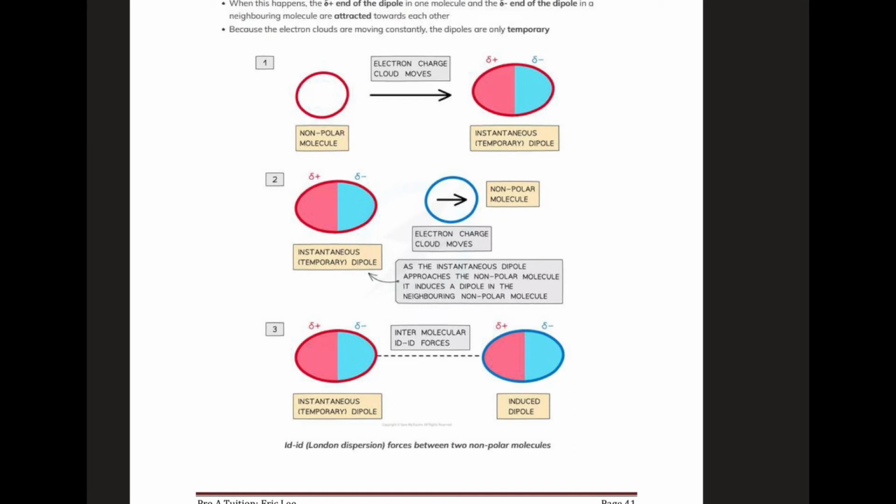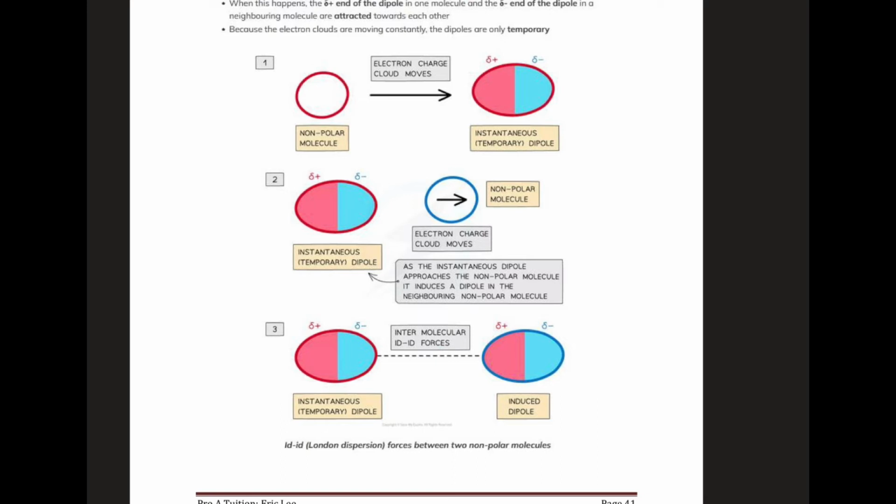So when these molecules have delta negative and delta positive temporarily because electrons are more here, it makes the neighbor polar as well. If this side is negative, it will push the electrons to the other side, making this side positive, hence they attract. And this is the Idid forces. Okay, so that is how it works.